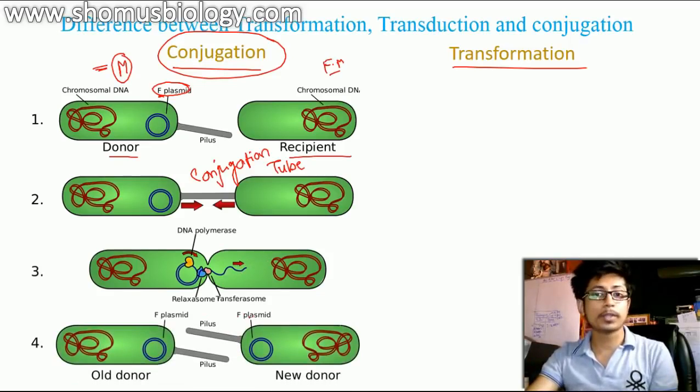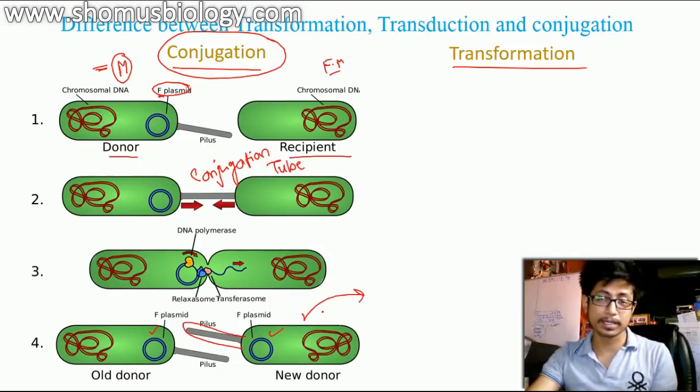After this whole process is complete, both cells will have one copy of the F plasmid each, because the F plasmid was earlier present only in the donor, but now the recipient gets one too. Once it gets the F plasmid, it gains the ability to make the F pilus, and now it can again interact with some recipient and do the same. So this is the overview of conjugation.